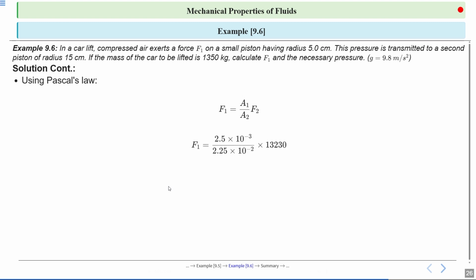Substituting the values into the equation, we have F1 equal to 2.5 into 10 raised to the power minus 3 divided by 2.25 into 10 raised to the power minus 2 into 13230. So F1 equal to 1 by 3 into 13230. So F1 equal to 1470 Newton. Required force is F1 equal to approximately 1.5 into 10 raised to the power 3 Newton.